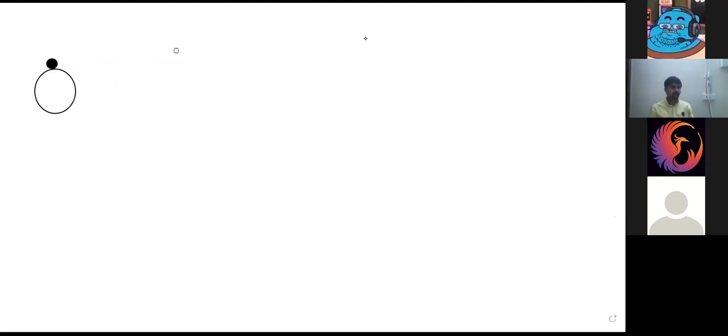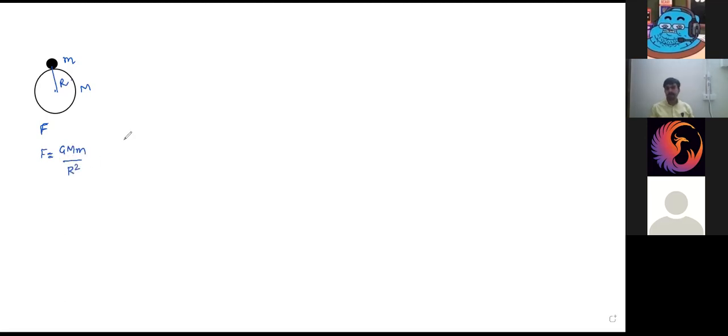The mass of the Earth is capital M. The mass of this body is small m, and the distance between them is capital R, the radius of the Earth. According to Newton's law of gravitation, every body in the universe attracts every other body with a force which is directly proportional to the product of the masses and inversely proportional to the square of the distance between them. So we can write F is equal to G M m upon R square.